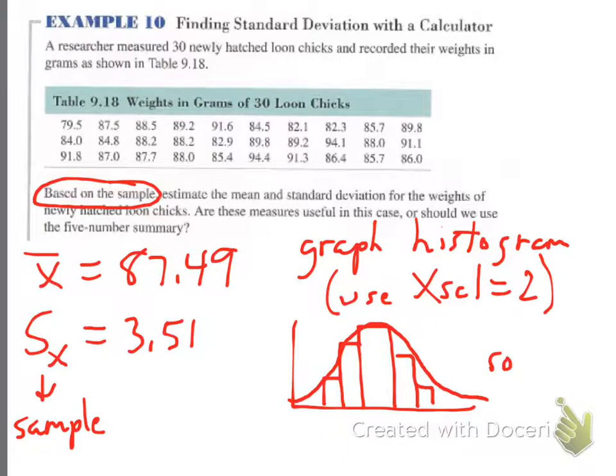So that the mean and the standard deviation are accurate. We don't have to go to the 5-number summary. If I got a histogram that didn't look like that, then I would have to use the 5-number summary.